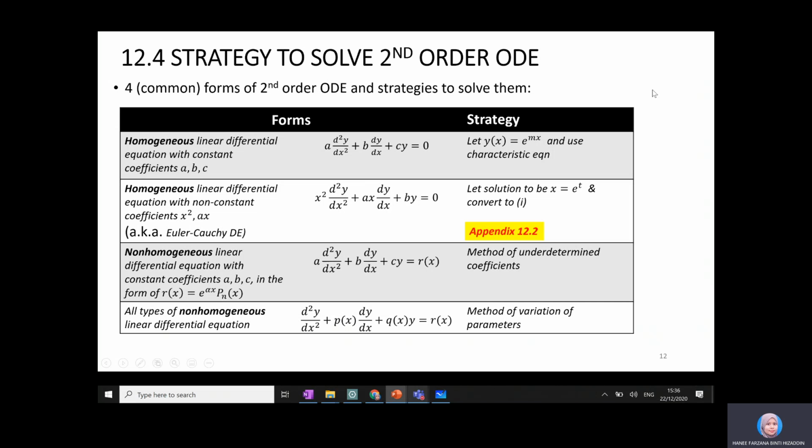Okay, so the next part of the video, we're going to discuss the strategies to solve second order linear ODE. So there are four common forms of second order ODE, and these are the strategies to solve them.